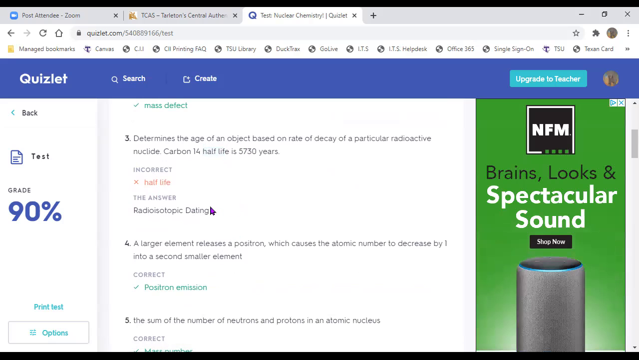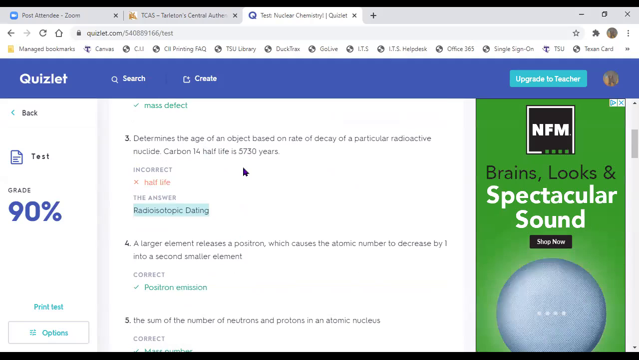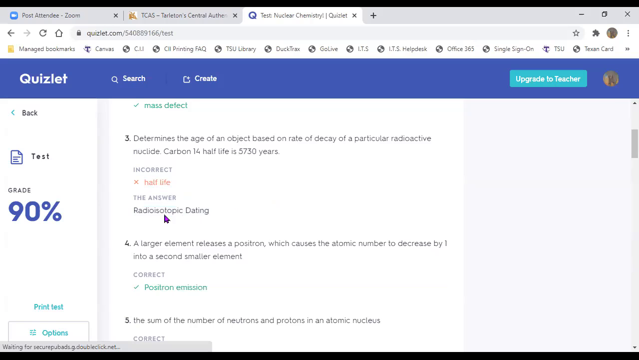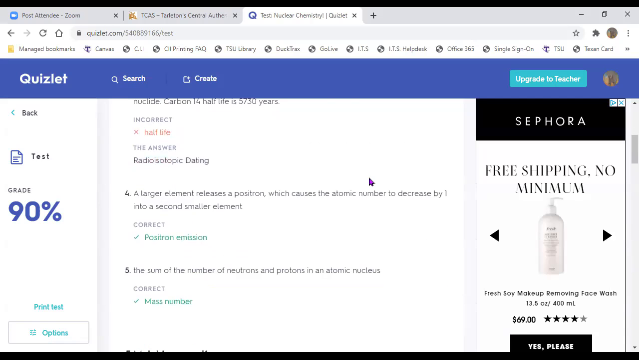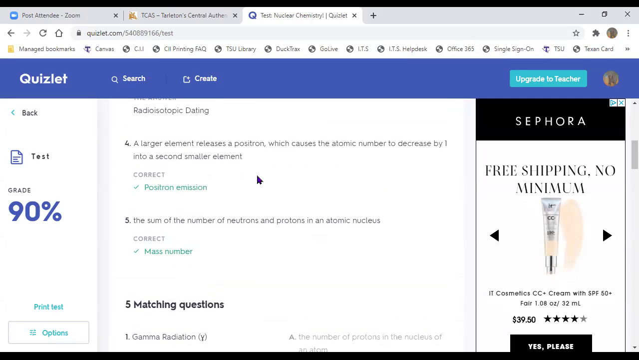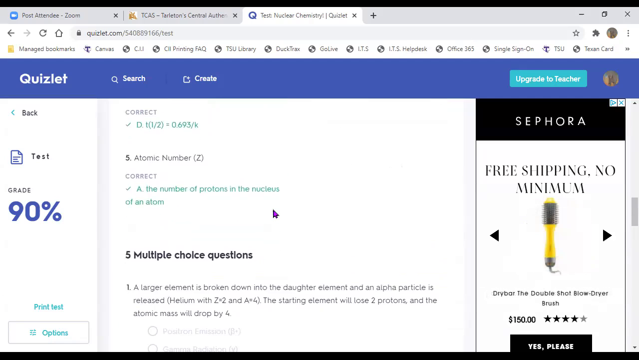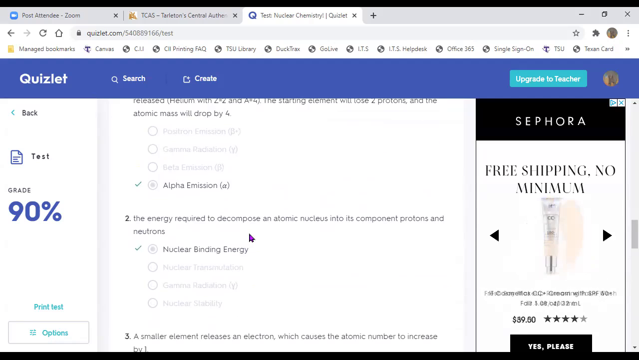Okay, so radioisotopic dating, that's just the term used when you're talking about half-lives. So whenever you're dating, you know, she talked about woolly mammoths and all that, how they date those is using radioisotopic dating, and that uses the half-life. So those terms are kind of not synonymous, but they refer to the same thing. If you're talking about half-lives, you're talking about radioisotopic dating, and vice versa. Going down, positron emission, mass number, got all these. Good job, good job. Got that right.